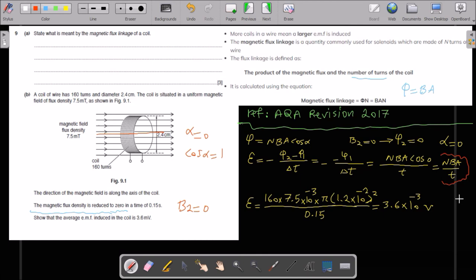It is 160 turns. B is 7.5 millitesla, and A is the cross-section area, which is equal to pi r squared. r is half the diameter, so the diameter is 2.4, divided by 2 is 1.2 times 10 to the power negative 2, squared. This is the cross-section area of this coil. Then divide by 0.15 second. So you will get 3.6 times 10 to the power negative 3, which is equal to 3.6 millivolt.